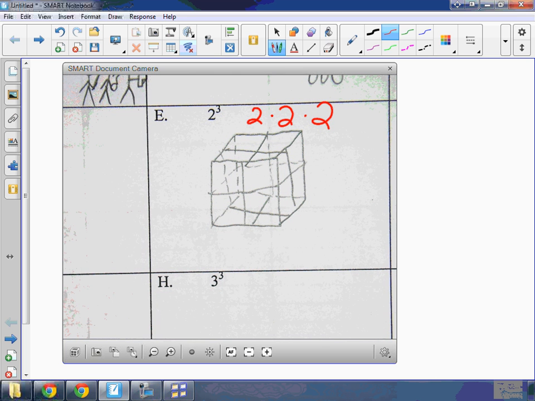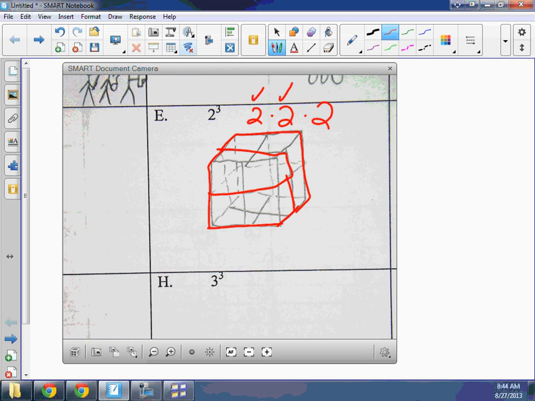So let me see if I can do it. Here are the original 2. And I doubled those, which created this square. So the first 2 is accounted for, the second 2 is accounted for, and the third 2 is doubling towards the back, and we would have this picture.